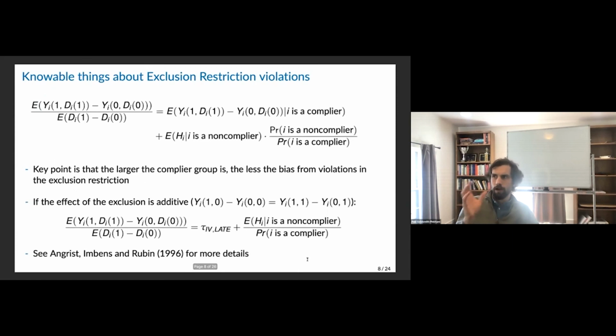One follow-up to this is exactly this. The key point is that the larger the complier group, the less the bias from the violations in the exclusion restriction. And one nice fact in the paper, you can see the paper for details on how it's derived, it just comes from rearranging, is that if the exclusion restriction effect is additive, what I mean by that is, remember, the zeros are the never takers and the ones are the always takers. If the effect of the exclusion restriction is the same, basically if it's not correlated with what your veteran status is.